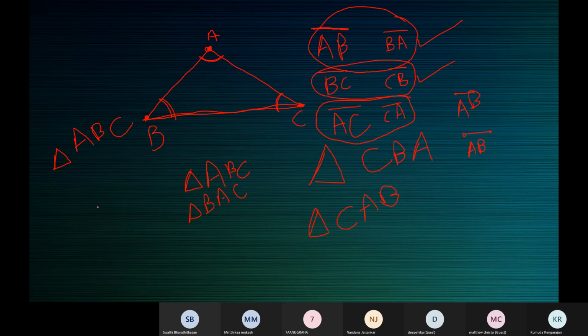All right. Now, tell me, when we say angle A, how will you represent angle A? I can write angle A like this. What are the other ways of calling angle A? Ma'am, like BAC or CAB. Yes, angle BAC or angle CAB. Correct.